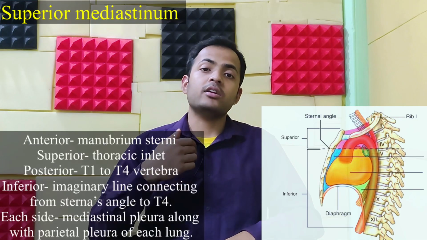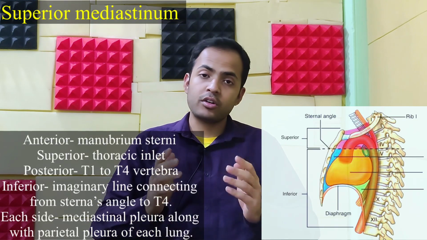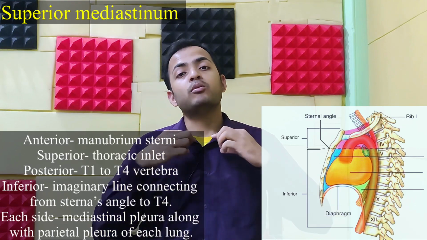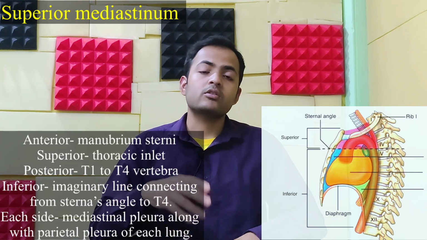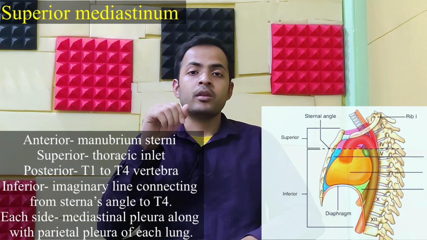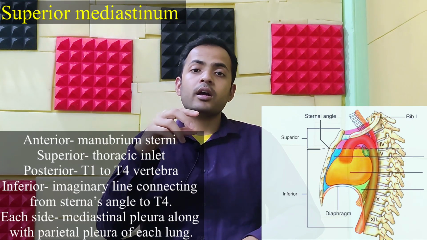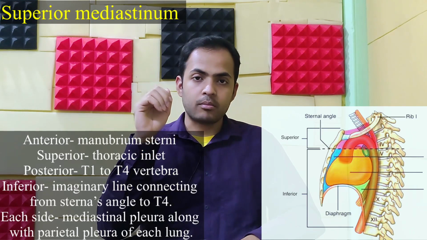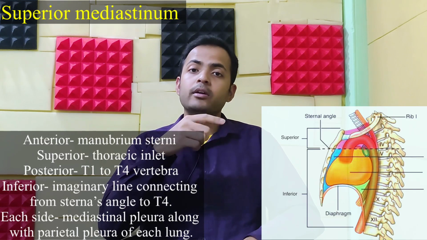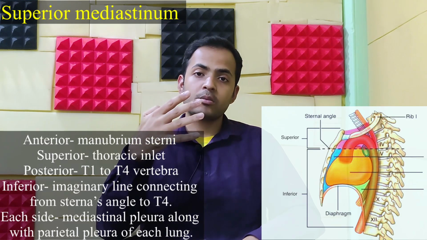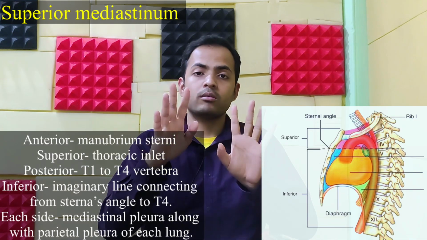Now I'm going to talk about the superior mediastinum. You have to know about its boundary. Anteriorly it is bounded by the manubrium sterni. As you already know, the sternum has three parts: manubrium sterni, body of sternum, and xiphoid process. So ignore the body and xiphoid process and concentrate on the manubrium sterni. It is covering the anterior part of the superior mediastinum. It is bounded superiorly by the thoracic inlet, and posteriorly by the four thoracic vertebrae T1, T2, T3, T4.